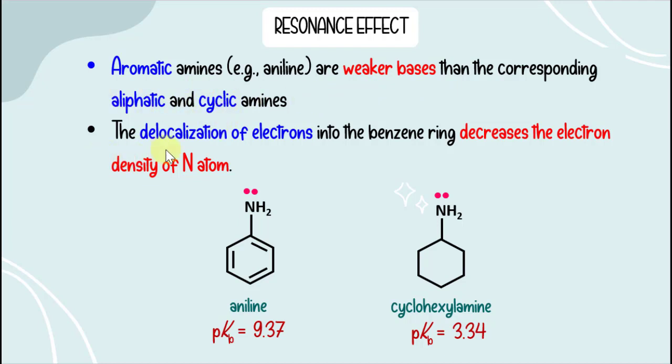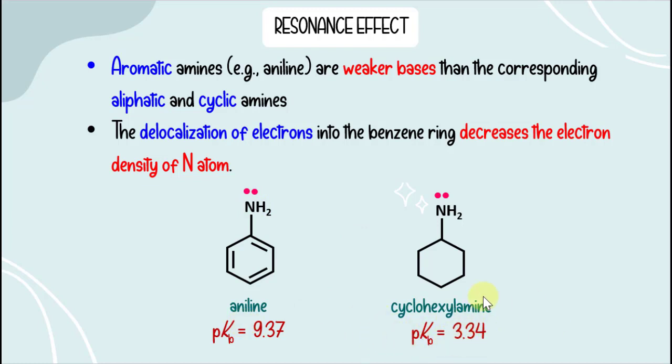This is due to the delocalization of electrons into the benzene ring that decreases the electron density on the nitrogen atom. So when the lone pair on the nitrogen delocalizes into the benzene ring, the electron density on the nitrogen decreases. So here we have aniline and cyclohexylamine.